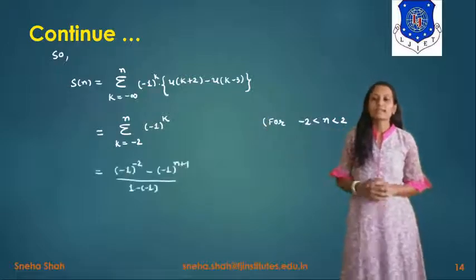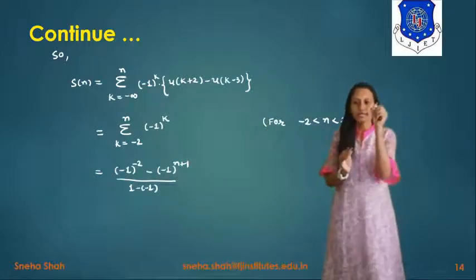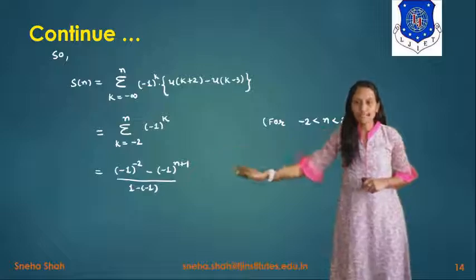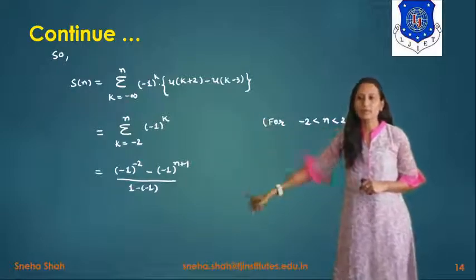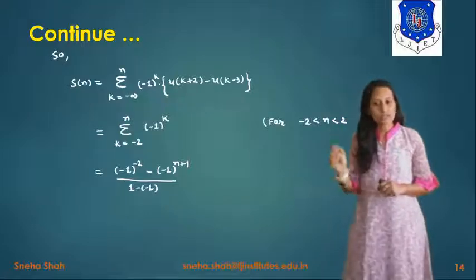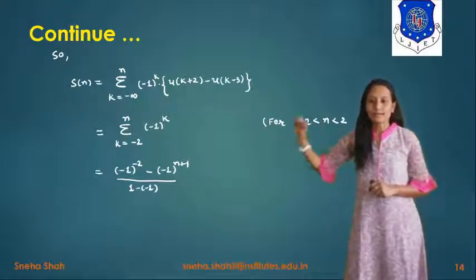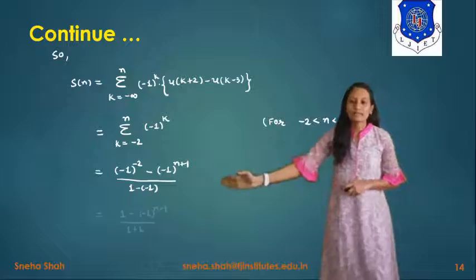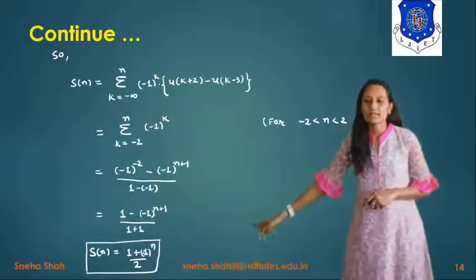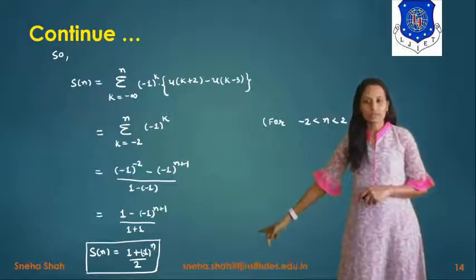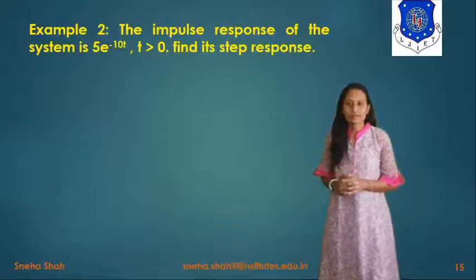Now if we simplify this term, a raised to the lower range which is minus 2, minus a raised to the upper range plus 1, which means n plus 1, upon 1 minus a. And instead of a we have to take minus 1. Now if we simplify this term, then the answer of S of n equals 1 plus minus 1 raised to n, divided by 2. So this way we can solve any example to find out its step response.